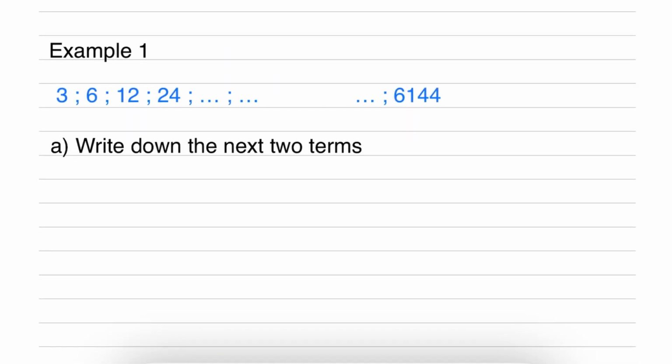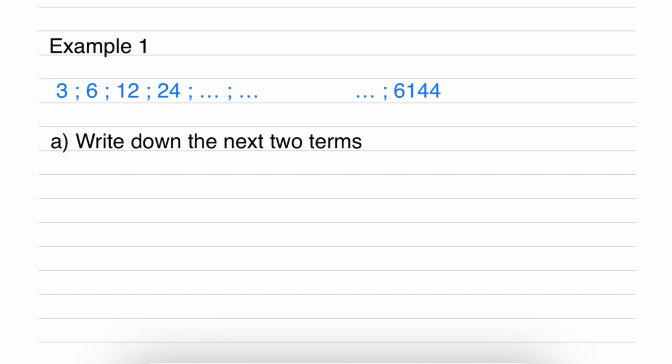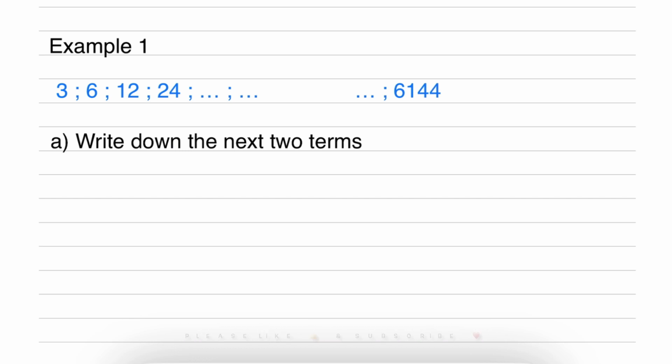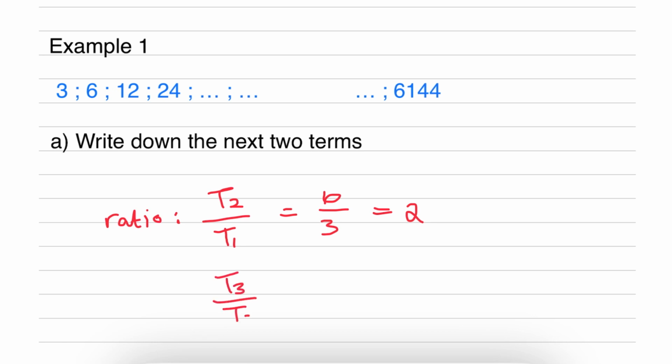Okay, now let's have a look at our first example. So here we have the pattern 3, 6, 12 and 24. In order to write down the next two terms, you need to multiply by that ratio. So let's first calculate what our ratio is. We're going to take term 2 and divide it by term 1. So that is 6 divided by 3, which is equal to 2. You can test if it holds true with another pair of consecutive terms. So term 3 is 12, term 2 is 6, and 12 divided by 6 is also 2.